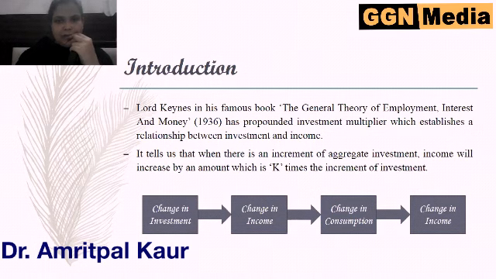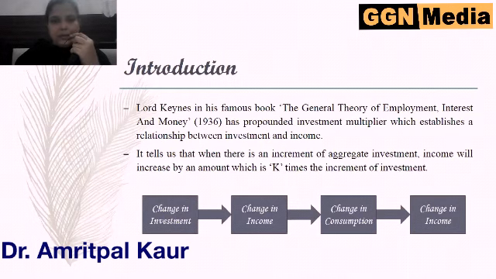The multiplier law is given by Lord Keynes in his famous book The General Theory of Employment, Interest and Money in 1936. It's also called investment multiplier, which establishes a relationship between investment and income. It tells us that when there is an increment of aggregate investment, income will increase by an amount which is K times the increment of investment. K can be of any value like 2, 3.